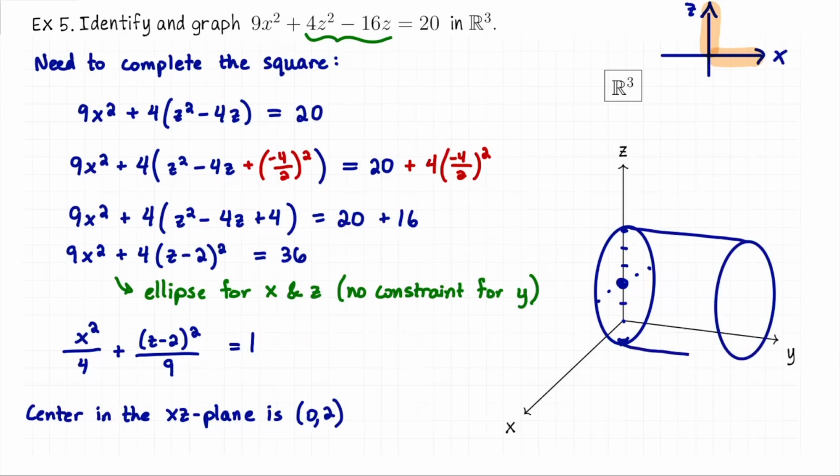Now we imagine stretching that ellipse along the y-axis because y is arbitrary here. We don't have any constraint on y in this equation. All we know is that the x and z coordinates, if you just look at how they behave, they have to live on this ellipse. And in the usual way, this ellipse stretches the length of the y-axis. So I've only drawn a piece of it.